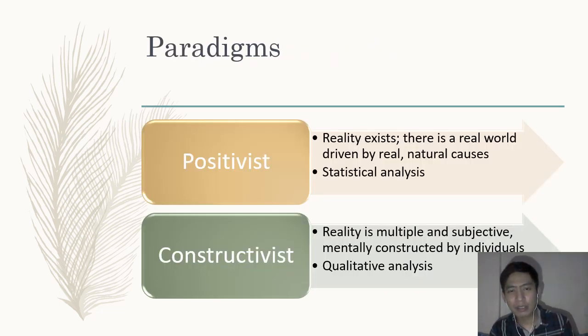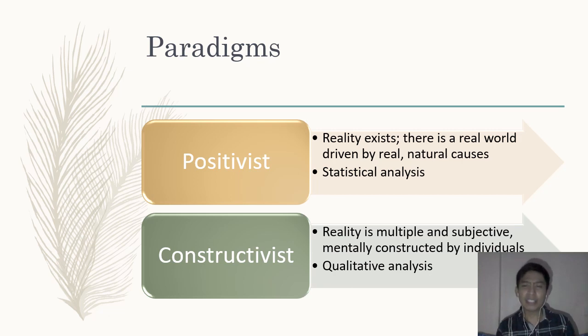Paradigms. There are two paradigms: positivist and constructivist. Positivist: reality exists. There's a real world driven by real and natural causes. It's more on rigid numerical data and statistical analysis. Constructivist: reality is multiple and subjective, mentally constructed by individuals. It's more on qualitative analysis.